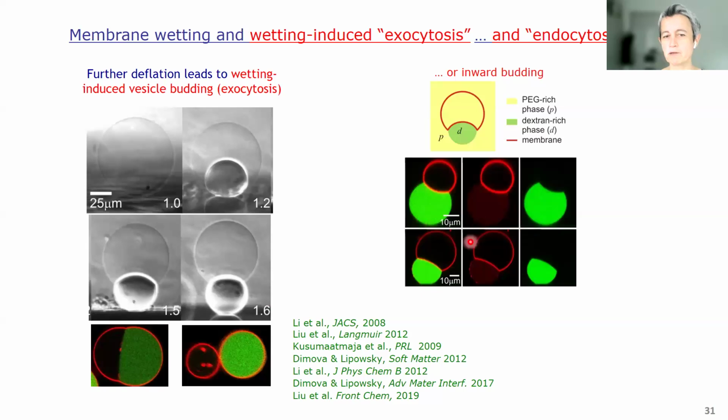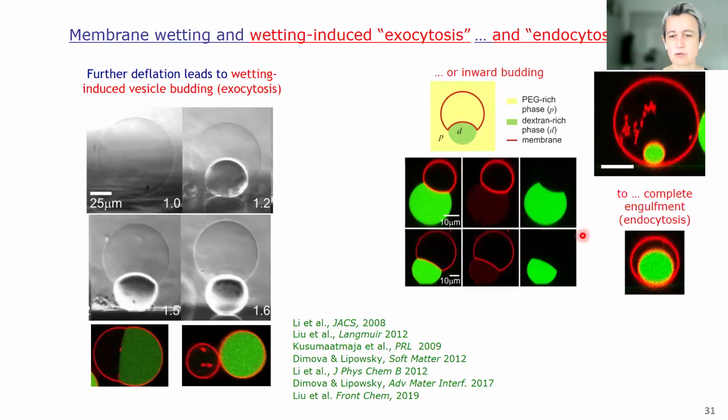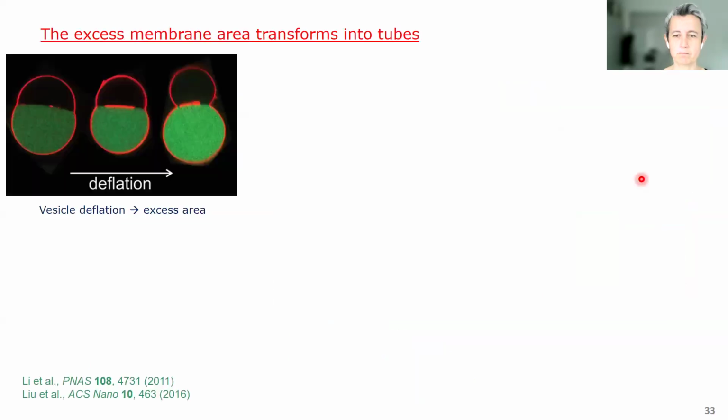If the phase separation occurs outside, you can end up with droplets wetting the vesicles and having such moon-like shapes, moon-like shape vesicles. And if you have enough area, you can even have engulfment or endocytic processes where the vesicle wraps the whole droplet. When you have too much membrane, it gets stored into tubes that accumulate at the interface.